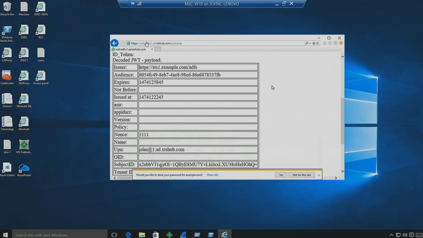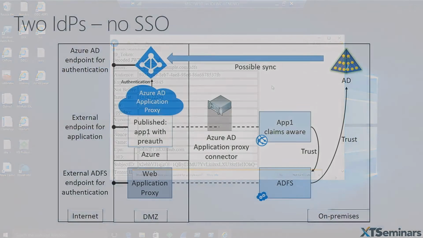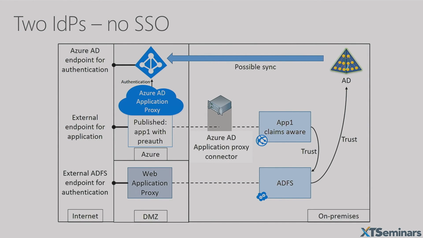So let's switch back over here and just look at the inconvenience of this, if you like. The inconvenience is that if we're going to do it, we've got to publish that ADFS server so it's available outside. You cannot publish the ADFS server through the Azure AD application proxy. It has to use the web application proxy that comes as part of ADFS. Okay, so that's that bit done.